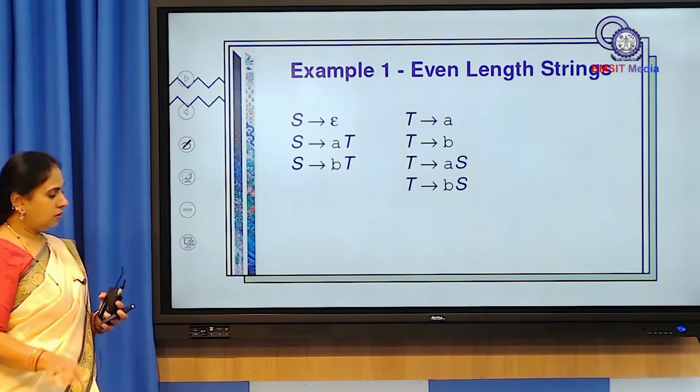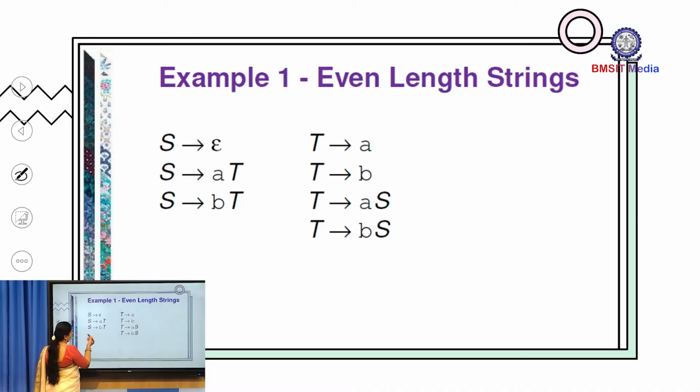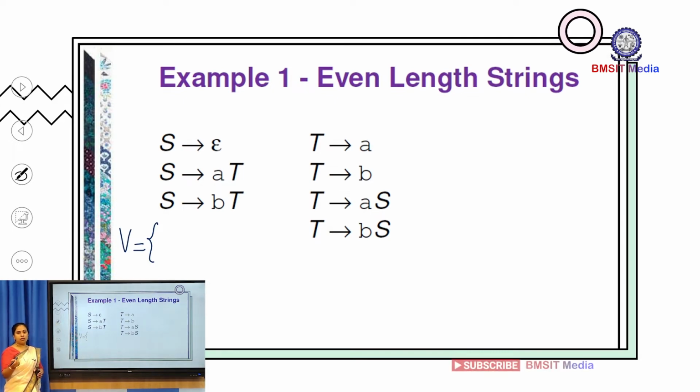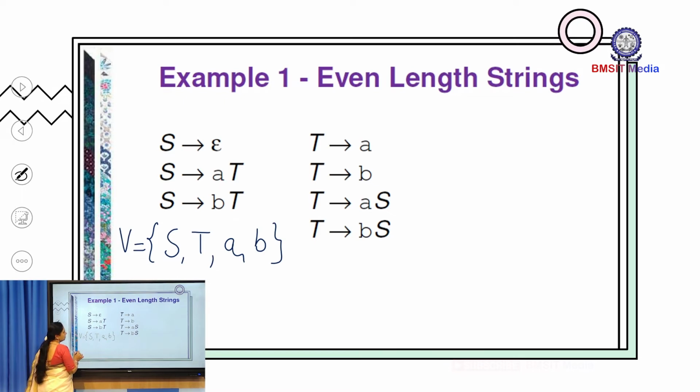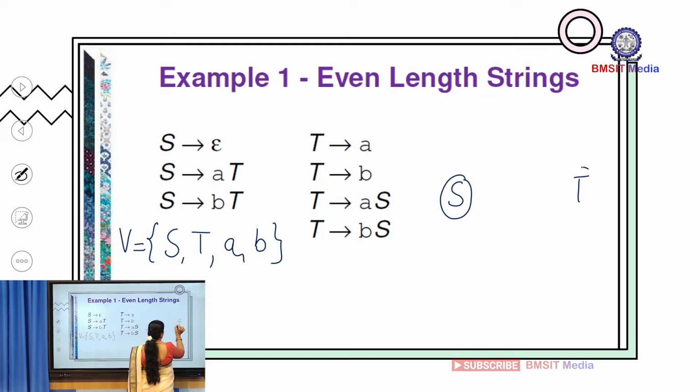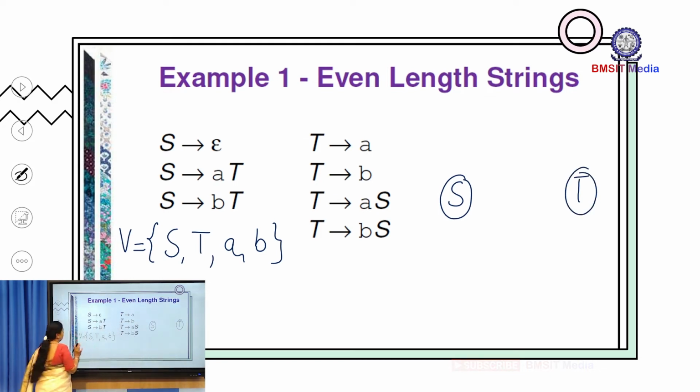We have seen the regular grammar productions, or the rules defined. As per the procedure, I will first list out capital V. The procedure says to identify each of the non-terminals as one of the states. Which are the non-terminals? It is only capital S and capital T, and the terminals are only A and B. So I can define S as one state and T as another state. This is my very basic step.